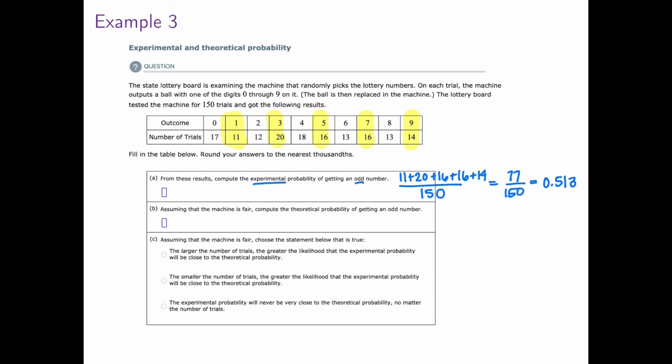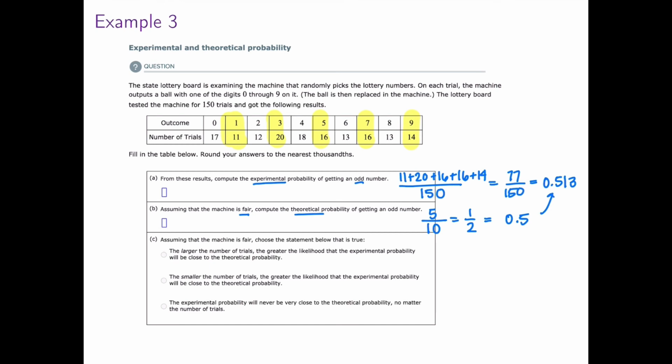Now, assuming the machine is fair, let's find the theoretical probability of getting an odd number. Well, if we're going to get an odd number, how many possible outcomes are there? Well, in total, there are 10 in there, 0 through 9. There are 10 possibilities. And how many of them are odd? Well, 1, 2, 3, 4, 5. 5 of them are odd. So 5 out of 10 are a half. Or as a decimal, we would say 0.5.